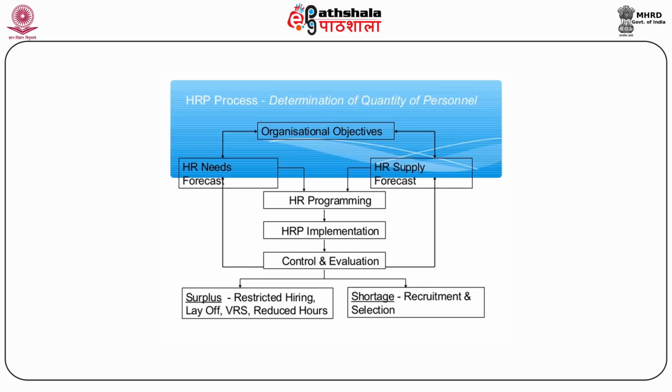And after completing the control and evaluation, we will see that if there is a surplus of employees, then one should take care of restricted hiring. Then layoffs can be there, voluntary retirement schemes can be taken care of, and the hours of working can be reduced. Whereas if there is a shortage of employees, then in that case, what one can do is recruitment and selection.